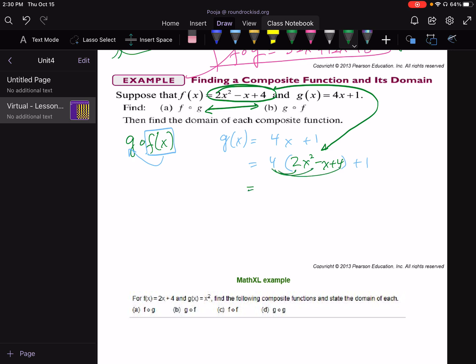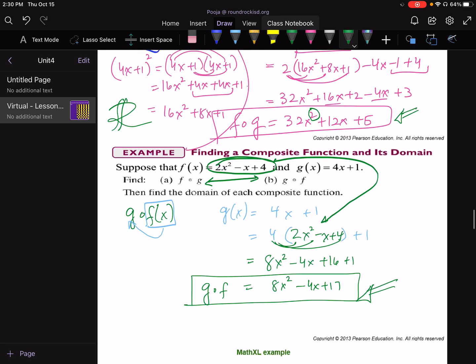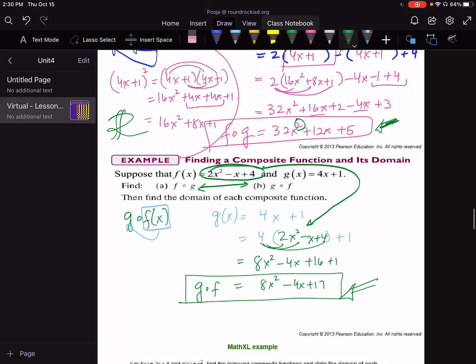And distribute. And combine what you can. And if you've noticed, I have found g of f, another brand new function. If you compare the two answers, the first function we got, which is f of g, and this is g composed with f, just the order, two totally different answers.